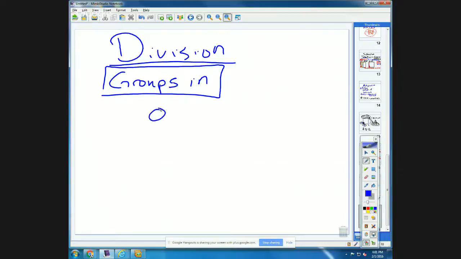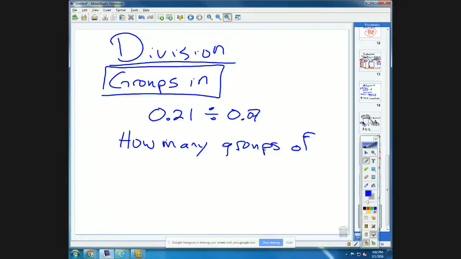I'm going to try 0.21 divided by 0.7. And so if groups in is our interpretation, what is this problem telling me to do? What's the question being asked here? How many groups of 7 tenths are in... Oops, that's not what I want to do. I want to look in 700s, sorry. There we go. We'll try the other one in a minute, it's a little harder. How many groups of 700s are in 2100s?